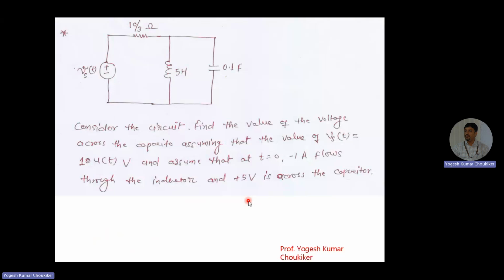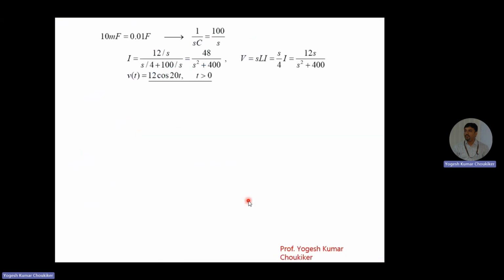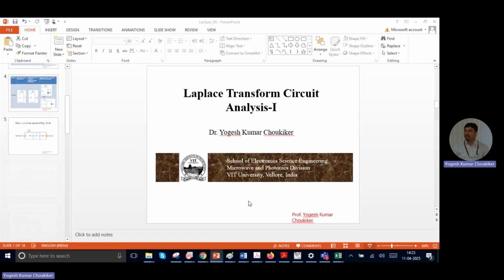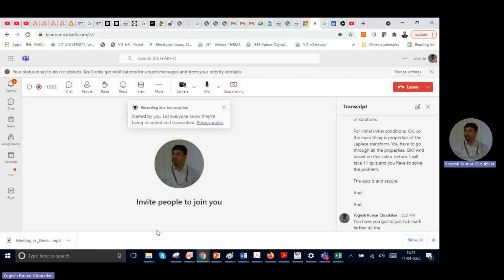So the thing is that we have a lot of solutions for initial conditions. The main thing is the properties of the Laplace transform. You have to go through all the properties. Based on this video lecture, I will take one quiz, and you have to solve the problem. The quiz is MCQ, and you just have to tick mark all the questions. Okay, thank you very much.